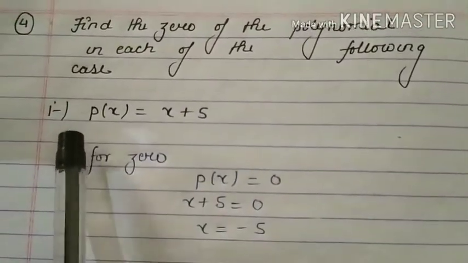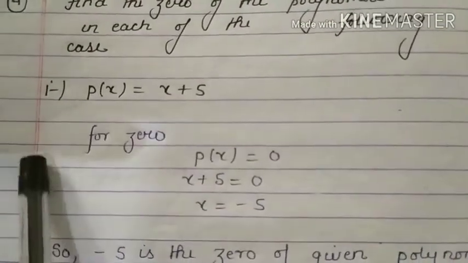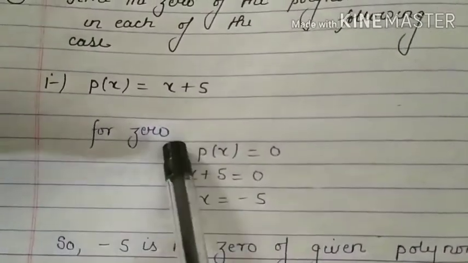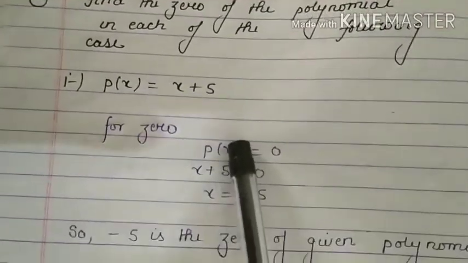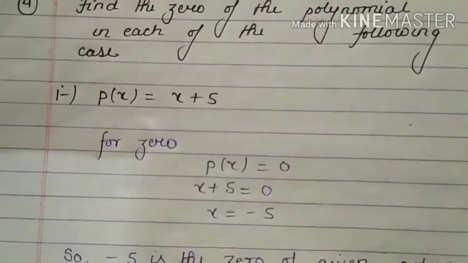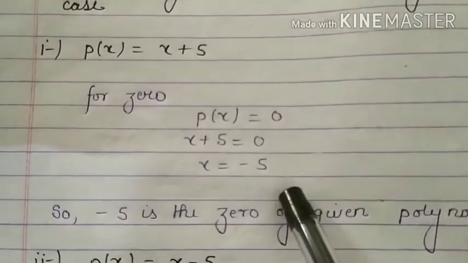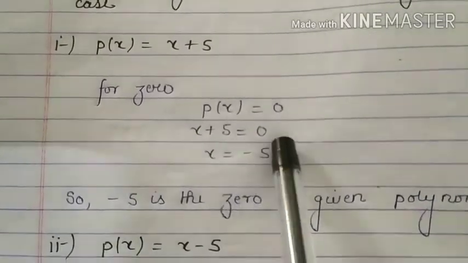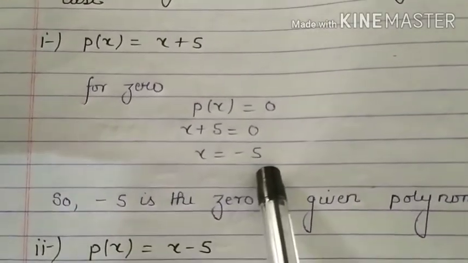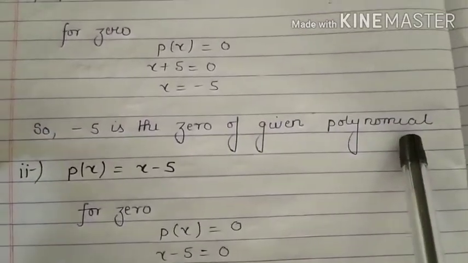So the first polynomial is p(x) equals x plus 5. We follow a step to find the zero of a polynomial. For zeros, p(x) equals 0. If you have to find the zero of a polynomial, you have to set the given polynomial equal to 0, and from there you get the value of the zero. So p(x) equals 0, so x plus 5 equals 0, so x equals minus 5. So minus 5 is the zero of the given polynomial.